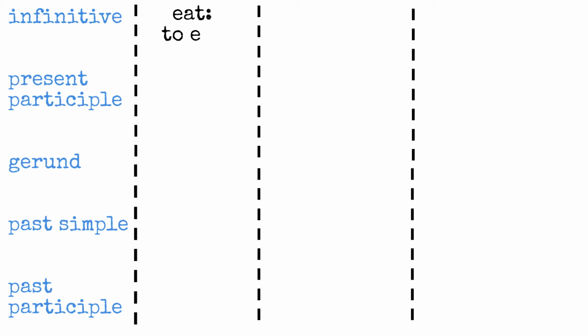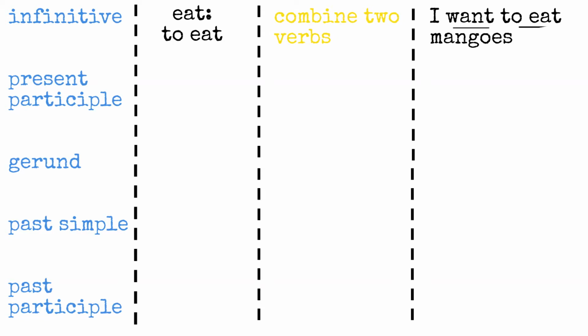We use the infinitive form of the verb when we combine 2 verbs. For example, I want to eat mangoes. Here, you're combining verbs want and eat. It'll be wrong to say I want eat mangoes.